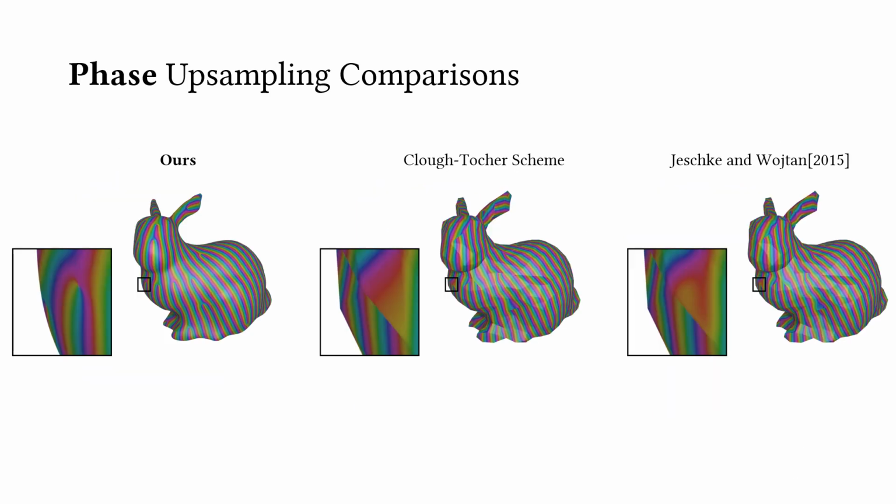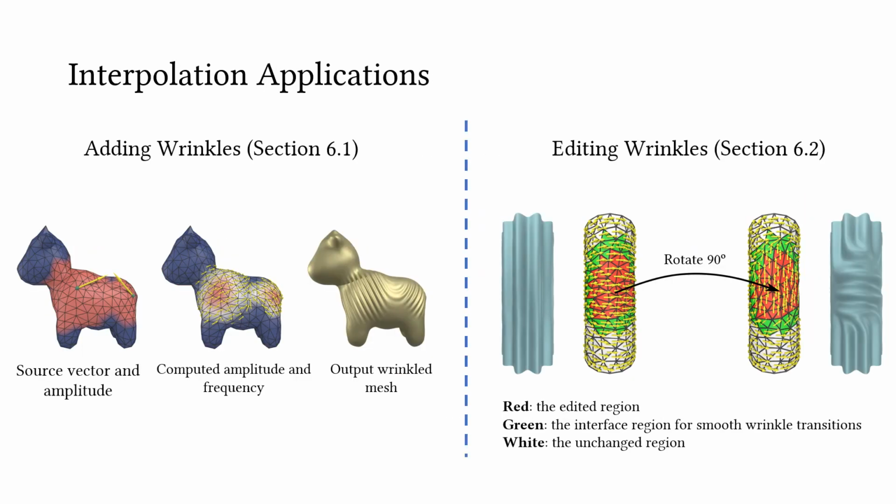We next compare to several alternatives for upsampling phase alone. Ignoring the noticeable base mesh artifacts, they both also fail to produce a smooth phase field near the singularities in the phase pattern. Our paper presents several applications of our CWF representation and algorithms.